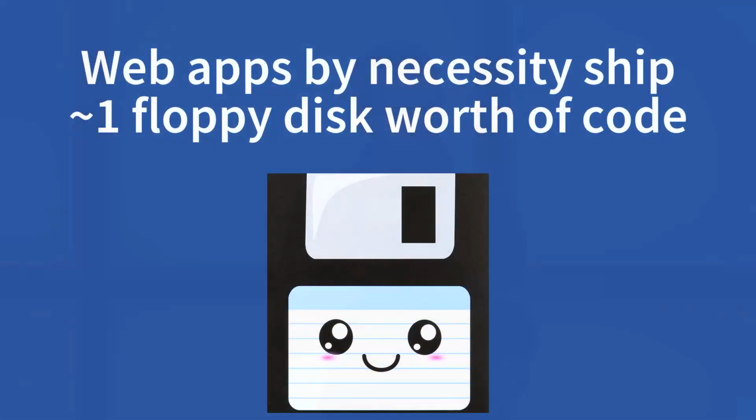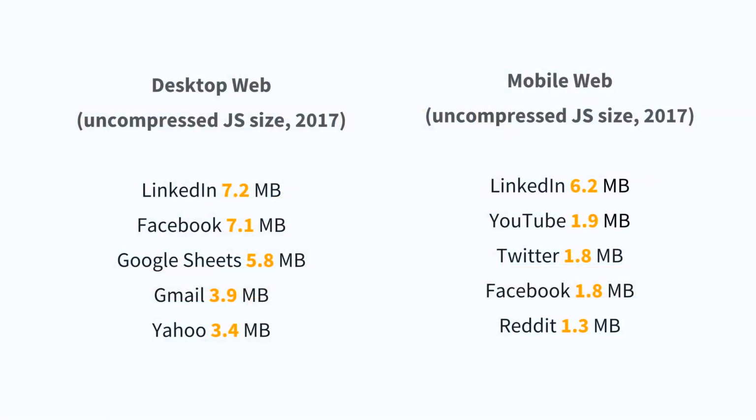Mobile web apps, kind of by necessity, seem to settle at around one floppy disk worth of code. About 1.5 megabytes of code seems to be a pretty common trend that we're seeing across the mobile web. It's not just Facebook. Across the mobile web, we seem to have all settled at a similar amount of code. Additionally, on the desktop web, we seem to have hit the same ceiling. Sites have hit a pretty common size for the amount of code that they have.